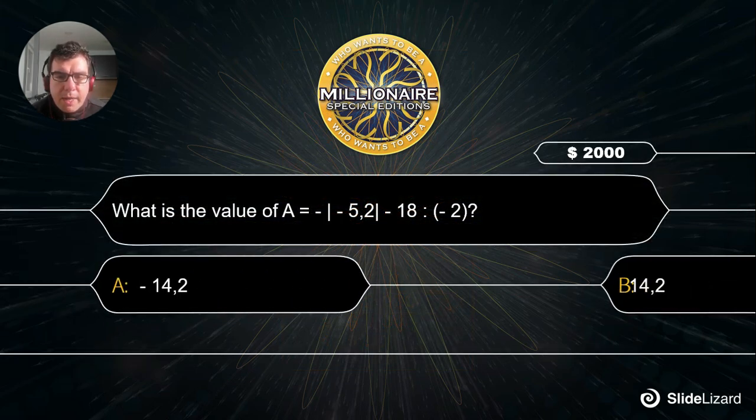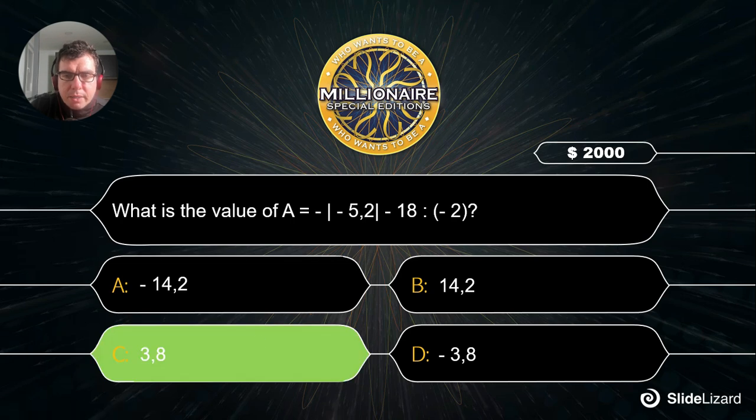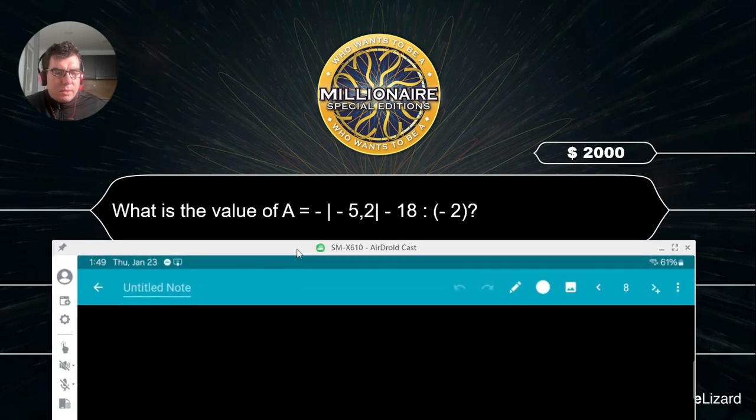What is the value of A? Did you find C? 3.8? 3.8 is correct. So, as you know, the modulo of a number is the distance between the number and the zero. And the distance is always a positive quantity. So the modulo of minus 5.2 will be plus 5.2.